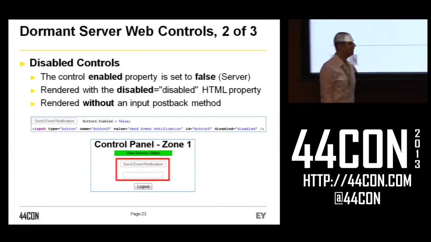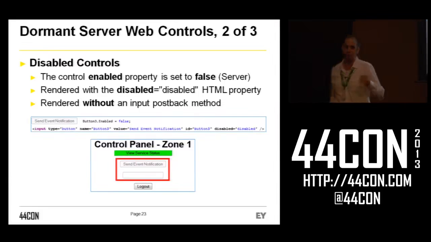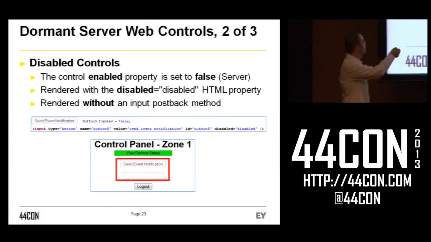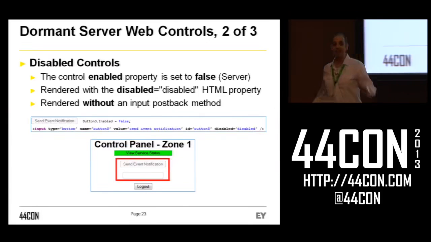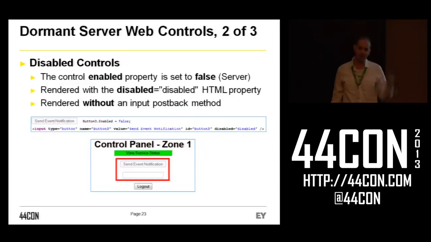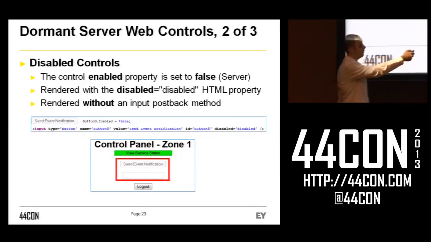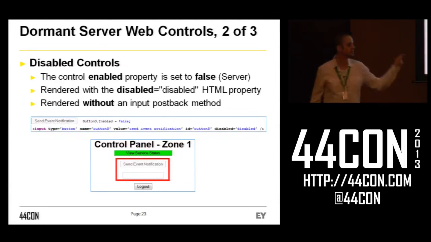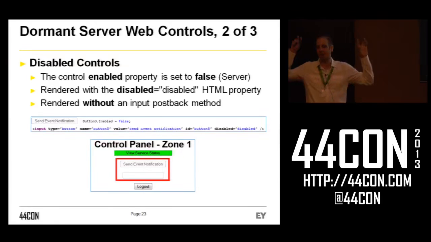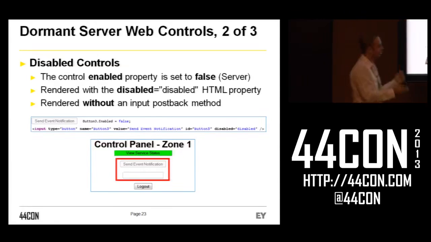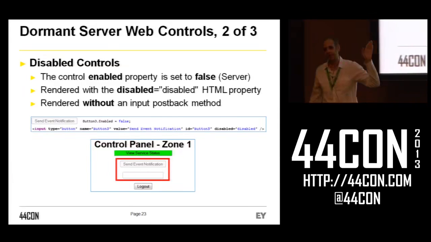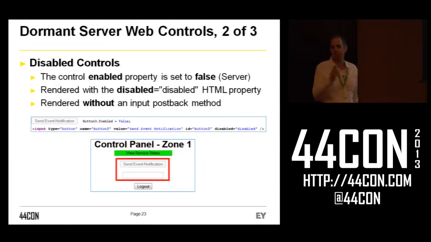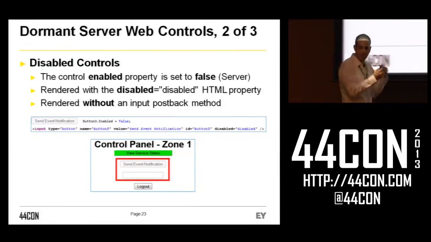The second type is a disabled control, which is a server-side control that had the enabled property set to false, okay? And there's a couple of effects to that. First, the control is grayed out. You can't click it since the disabled property was turned on in the client side. But in addition to that, the control is not associated to a JavaScript post-back call. There's no association. So even if this property is deleted or altered, clicking it won't do anything. There's no JavaScript association to it, okay?